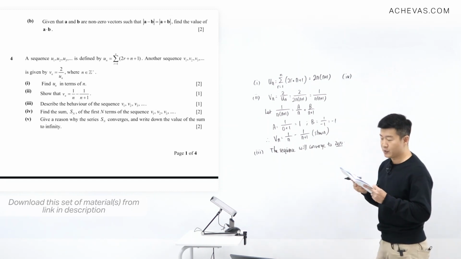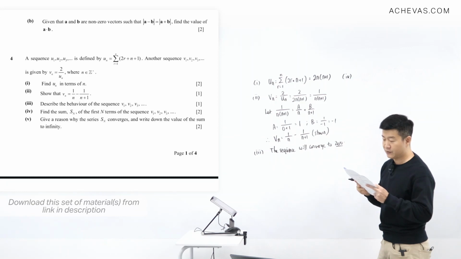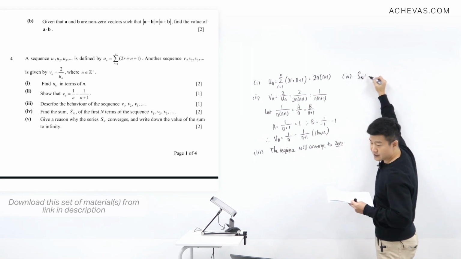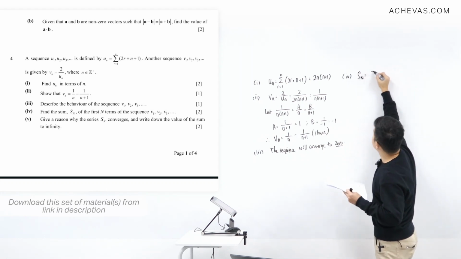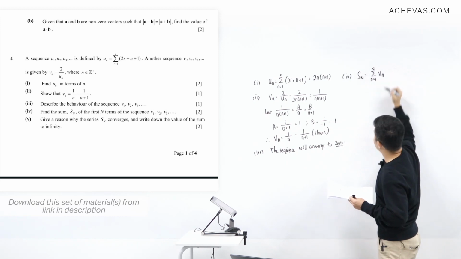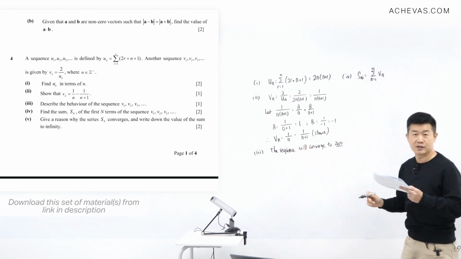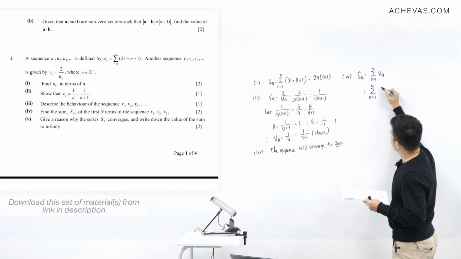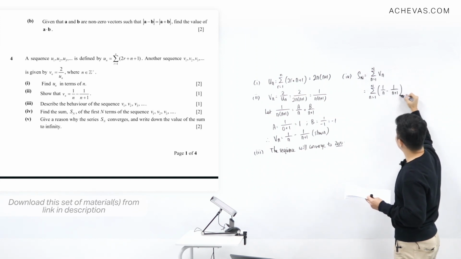Part 4, we are supposed to find Sn for the first n terms of the sequence V1, V2, V3, and so on. So Sn, according to what the question has described to us, Sn is the summation from n is equal to 1 all the way until n of Vn. And Vn is equal to this. So this is going to be summation from n is equal to 1 all the way until n of this will be 1 over n minus 1 over n plus 1.